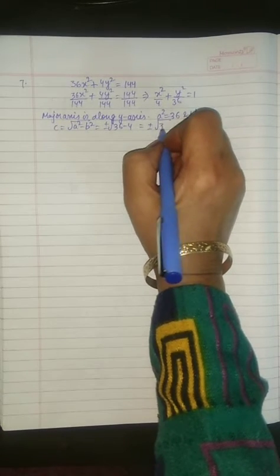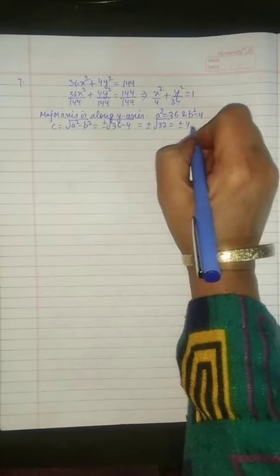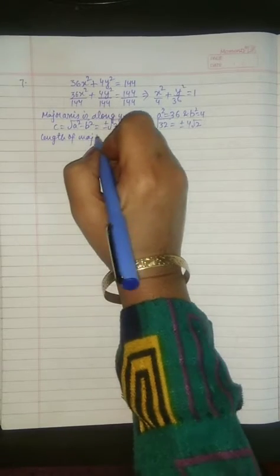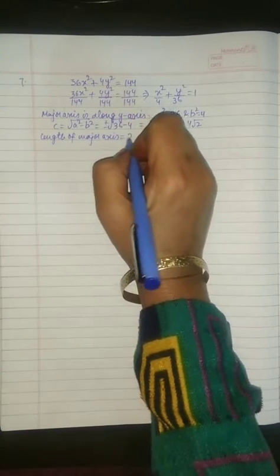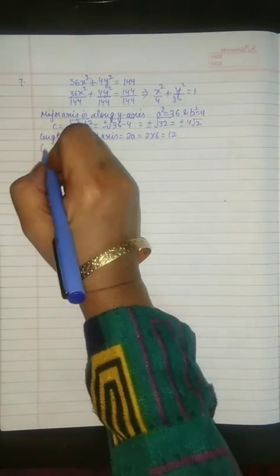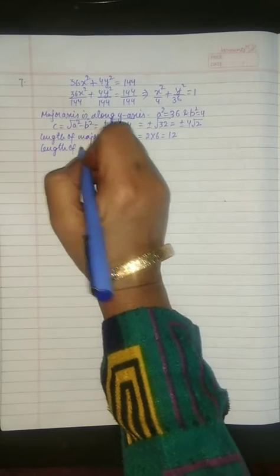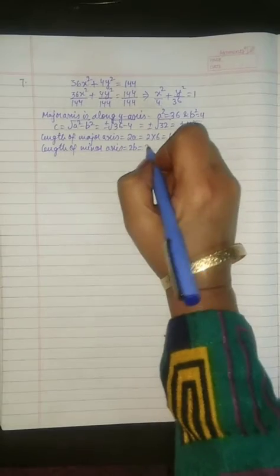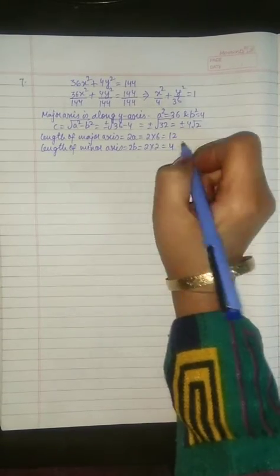This plus minus under root 32. Now on dividing 32 into prime factors, we will get plus minus 4 under root 2 as the value of c. So the length of the major axis 2a is equal to 2 into 6, that is 12, and the length of the minor axis is equal to 2b, which is equal to 2 into 2, that is 4.